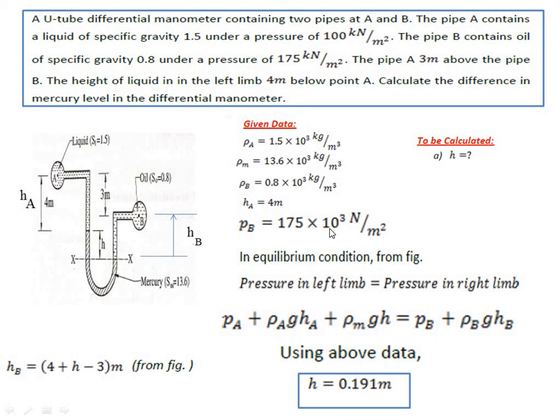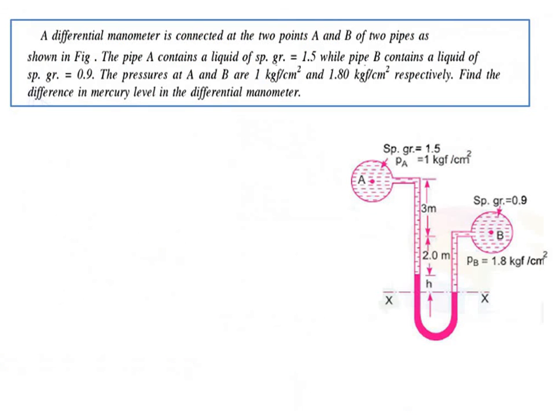PB is given 1.75 into 10 to the power 3 Newton per meter square. Rho B is nothing but 0.8 into 10 to the power 3. G is nothing but 9.81. And HB here we have calculated as H plus 1. Now solve this equation. Here there is only one unknown, H. You will get H value equal to 0.191 meter or 19 centimeter.